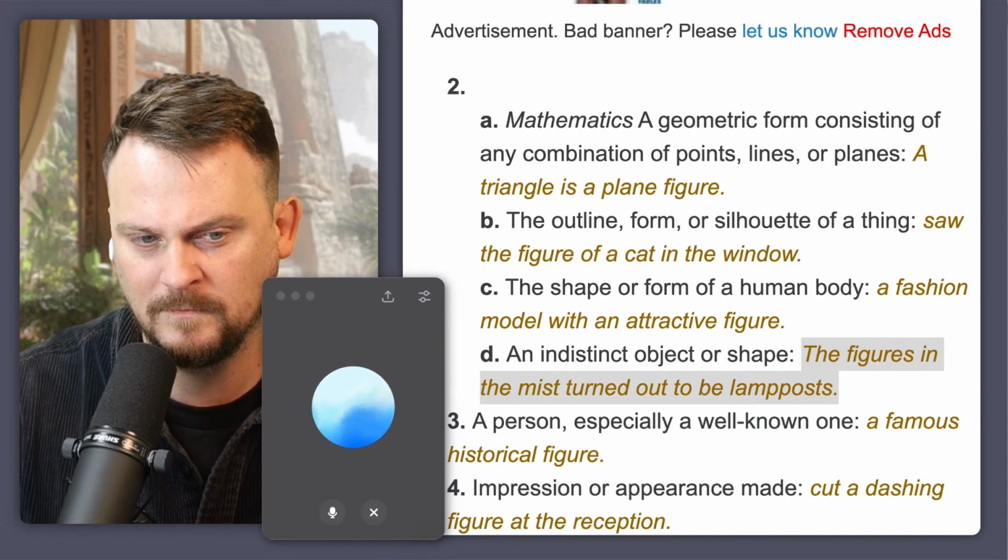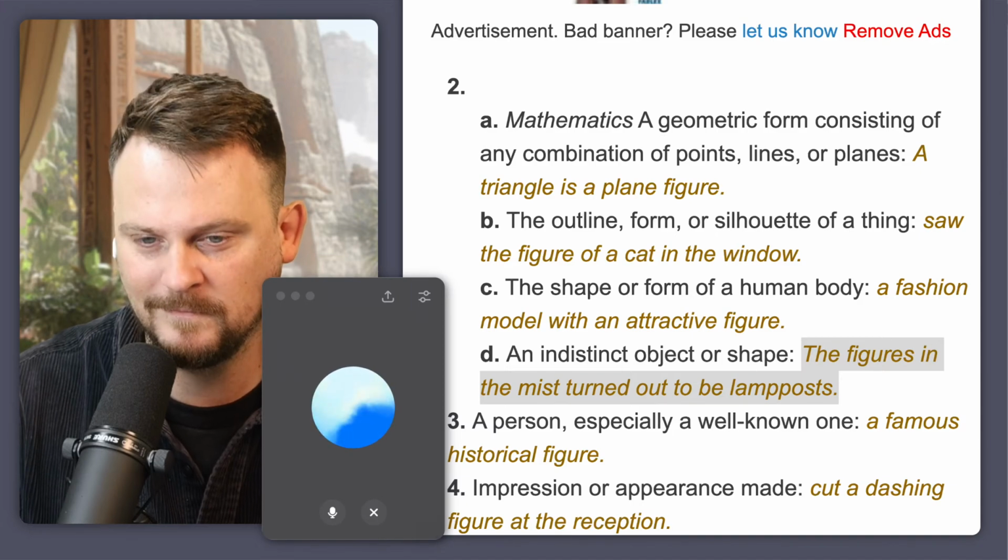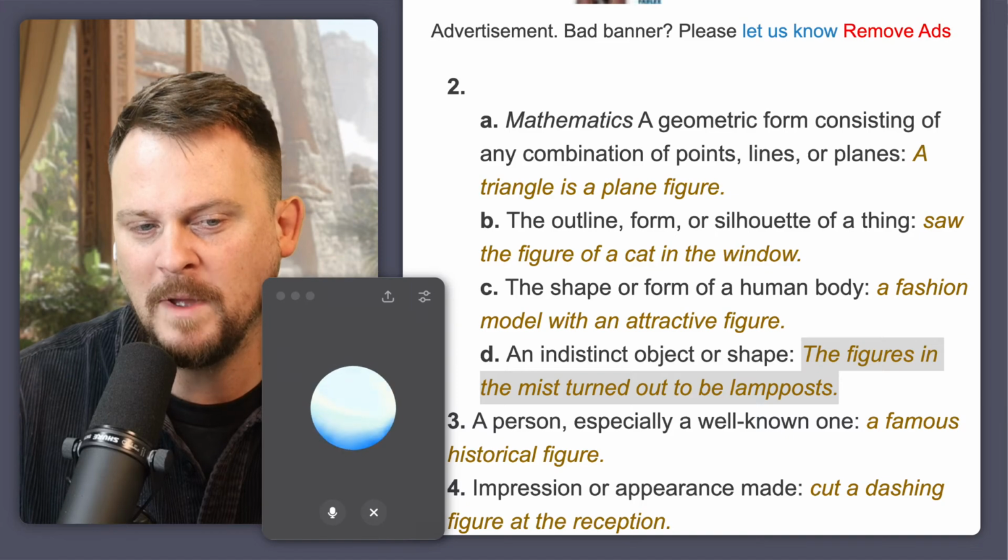If you're holding a plastic toy dinosaur, it's more precise to simply say, this is a toy dinosaur, or this is a model of a dinosaur. Figure of a dinosaur is typically used for shapes or outlines that resemble a dinosaur but lack details, like a shadow or silhouette.